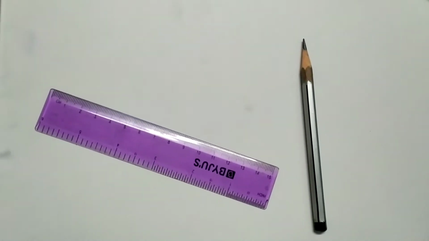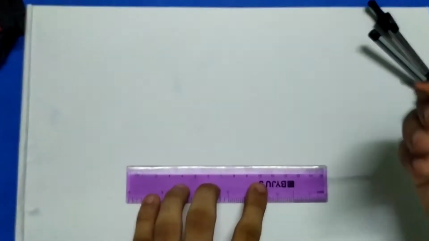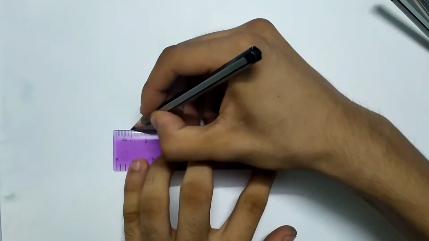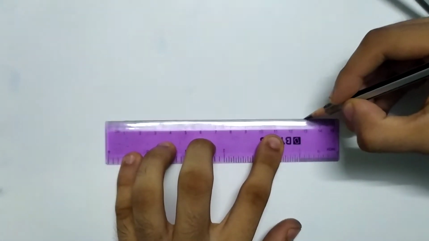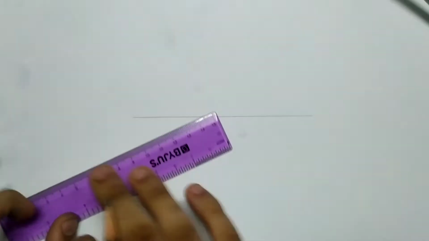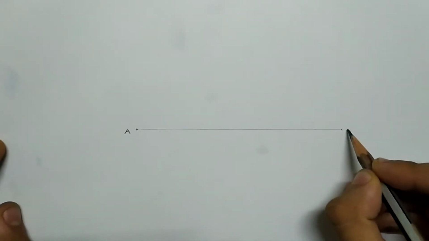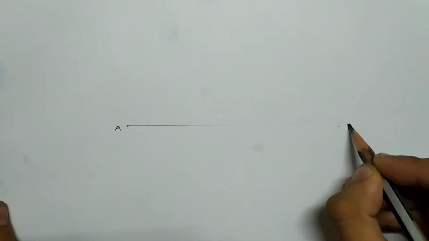Let's get started. First let me construct a line segment. You take your scale, just draw a line of any length. This is your line segment and these are your two endpoints. Let's call them A and B.